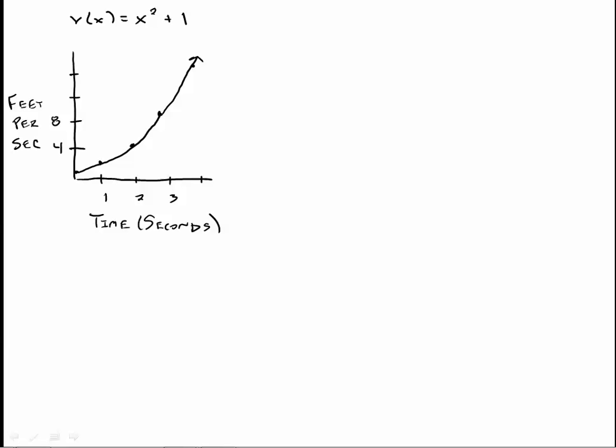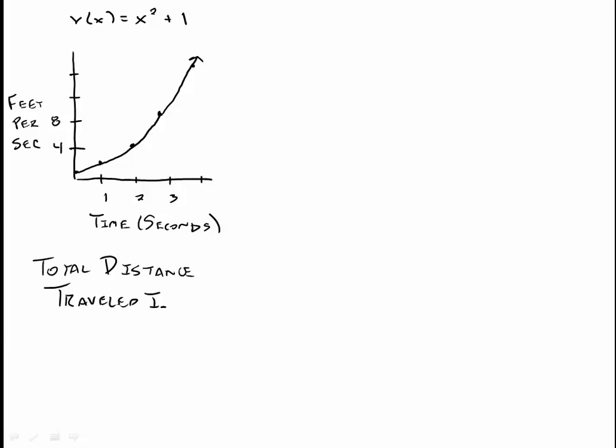And as we've discussed before, the area under this curve, between the curve and the x-axis, would represent total distance traveled. Per second. This is the area under the curve that I'd like to know something about.